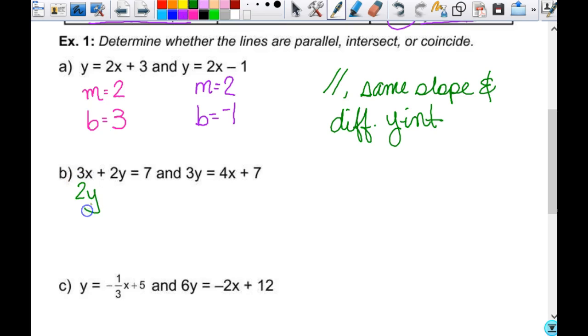So we get 2y equals 3x plus 7. Okay. So then y equals -3 over 2 x plus what? 7 over 2. So then for this one, I know that the slope is what? -3 over 2. My y-intercept is 7 over 2. Okay? We all good?